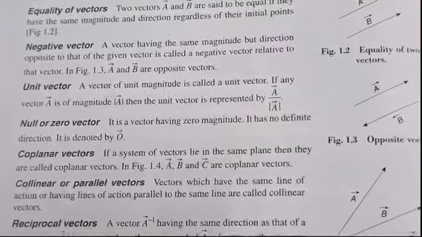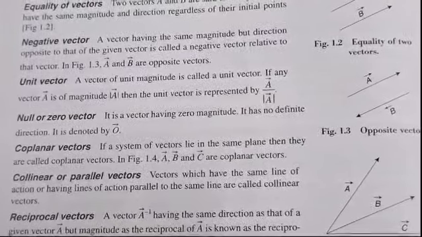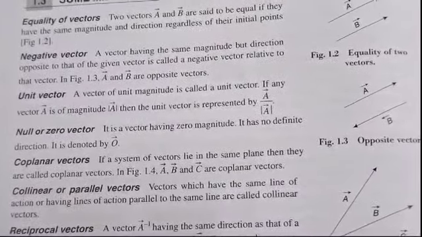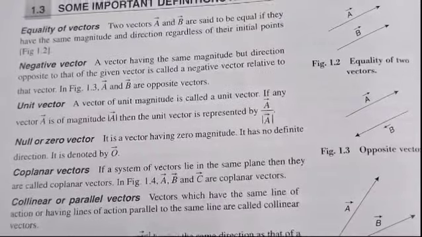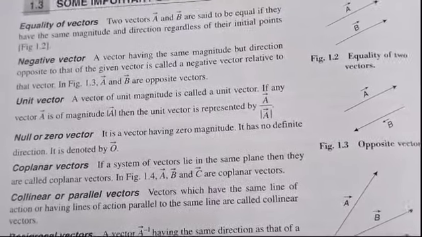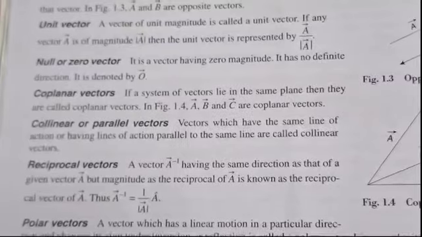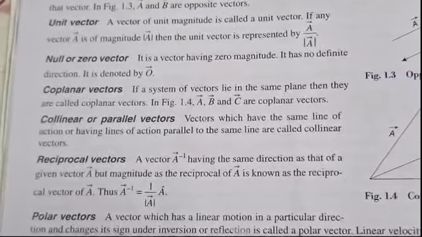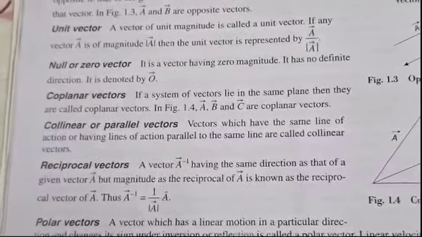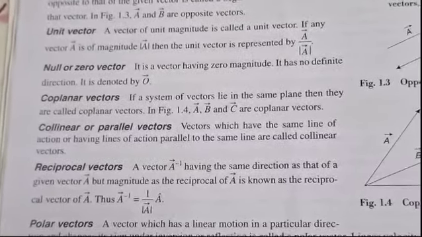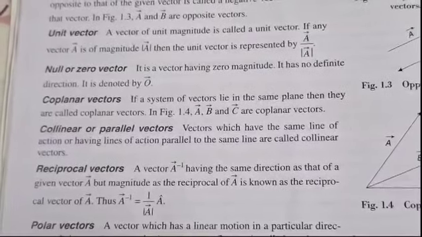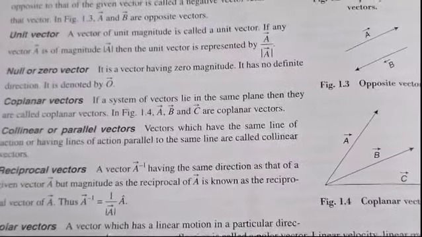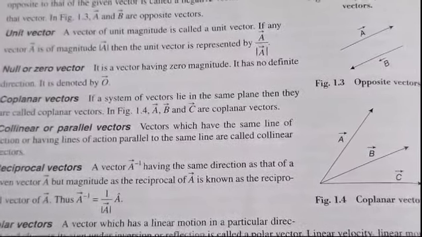Null or zero vector. It is a vector having zero magnitude. It has no definite direction. It is denoted by O vector. Next is coplanar vectors. If a system of vectors lie in the same plane, then they are called coplanar vectors. In figure 1.4, A, B and C are coplanar vectors because they are lying on the same plane.